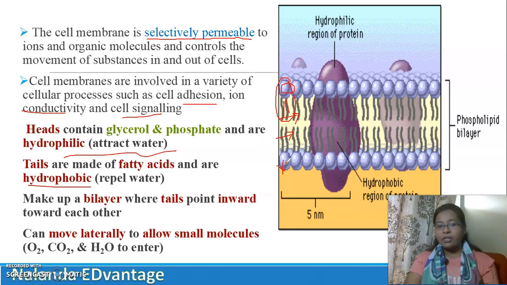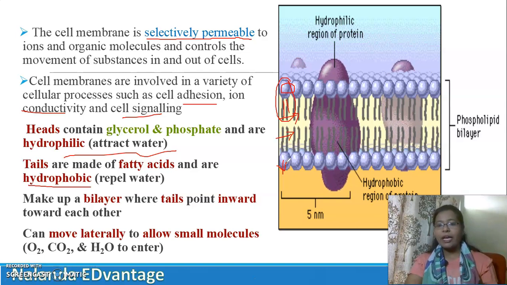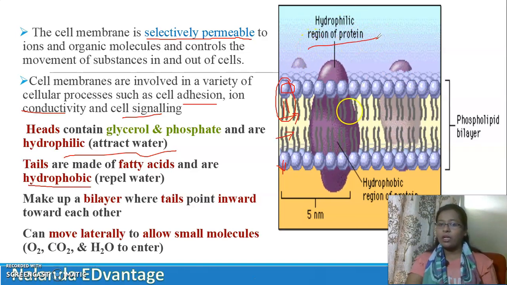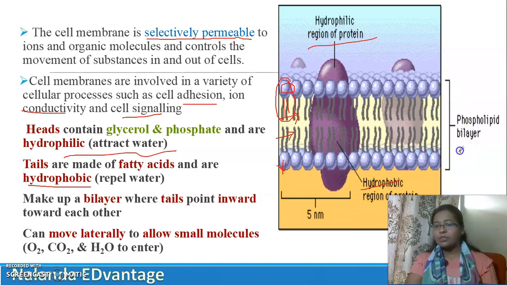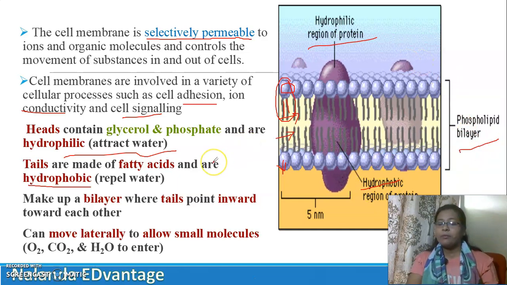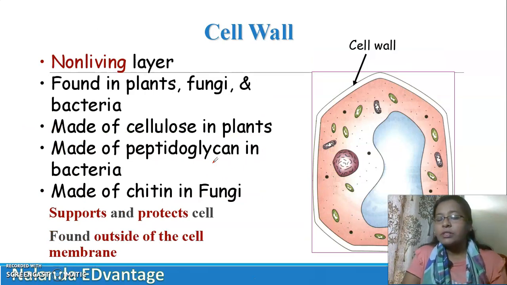It can move laterally to allow small molecules such as your oxygen, carbon dioxide and water to move in and out of it, right? So in this portion you can see the outer portion is your hydrophilic, that means it's water loving, and the innermost portion is hydrophobic, right? And together it is composed of a phospholipid bilayer, right? So this was all about your cell membrane.